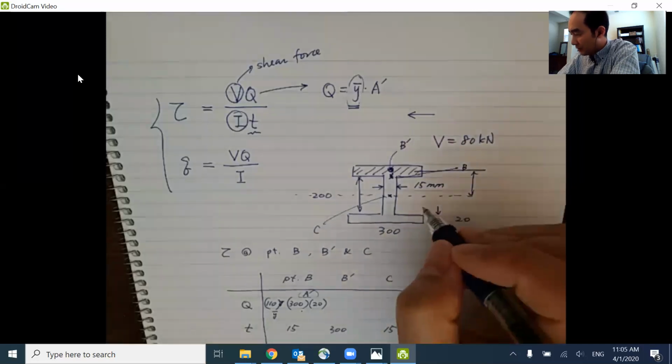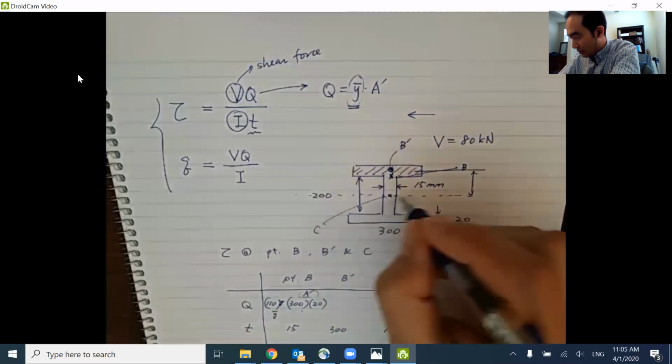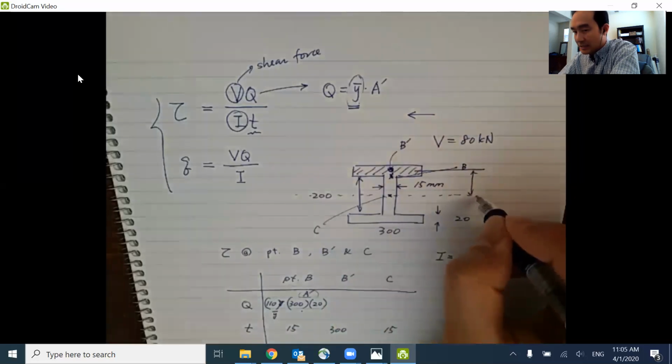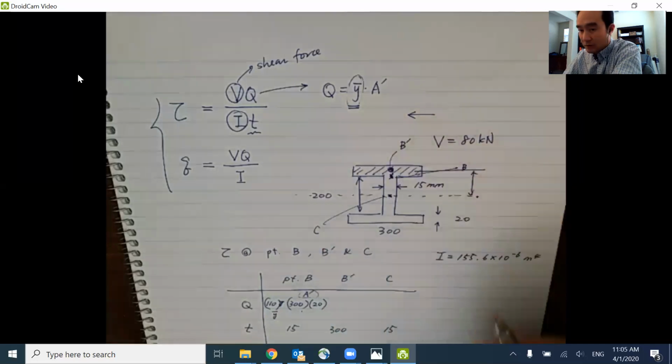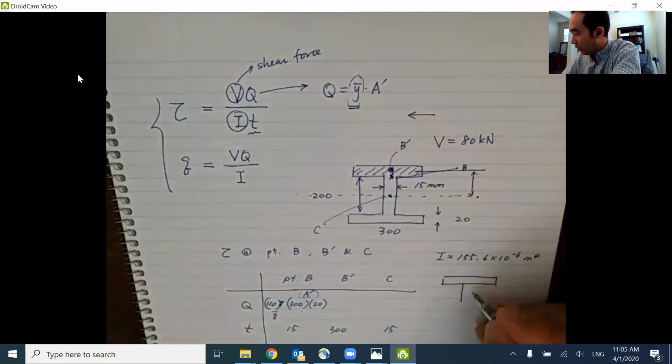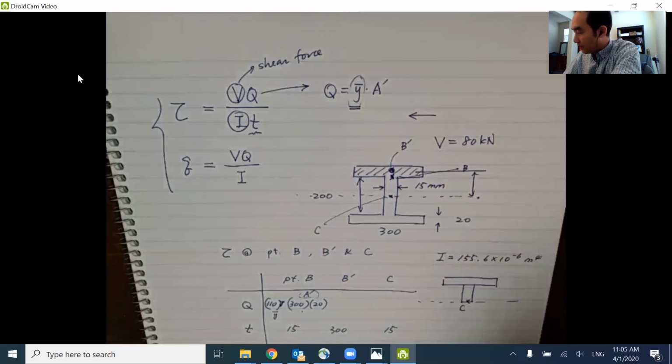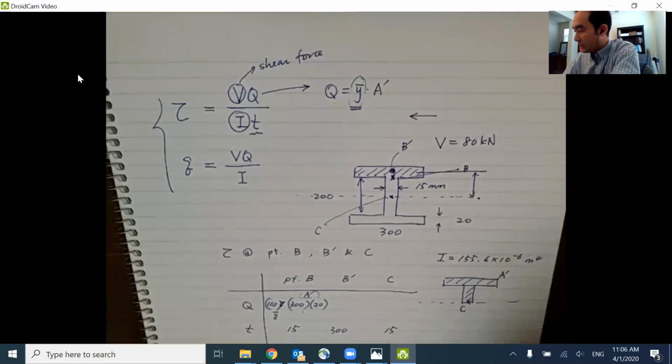For point C, this is the neutral axis of the entire section, and we have to estimate the area up to that point, right? So this entire T-shaped section looks something like this. The top flange and half of the web up to point C will be area A prime. So this entire shaded area will be A prime for the Q calculation at point C. Now, what about Y bar?